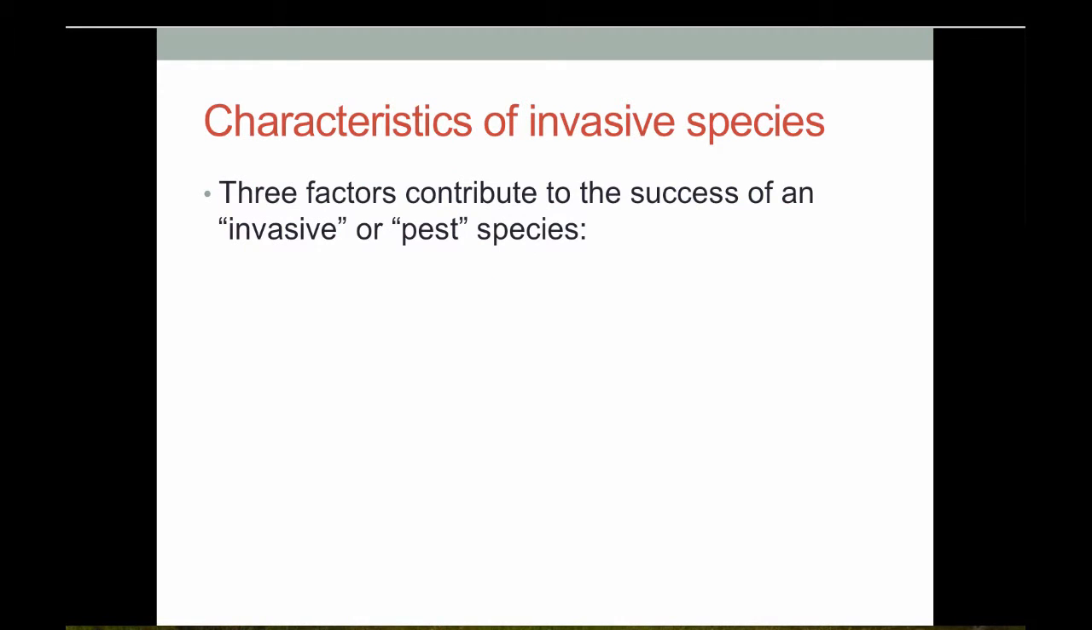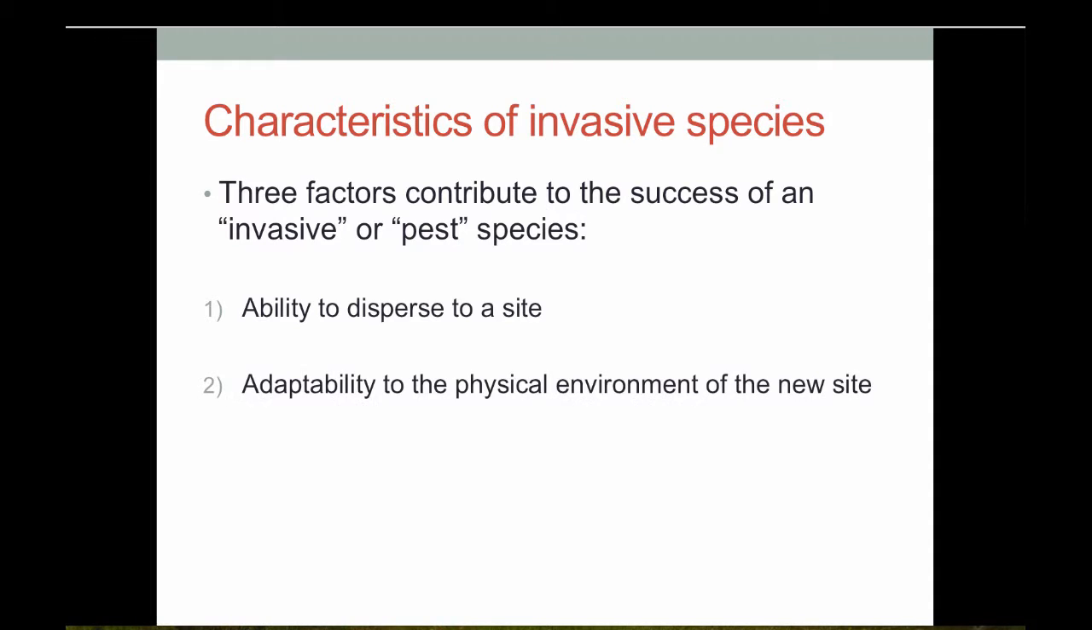So there are some characteristics of invasive species that we need to think about, and there are three factors that really contribute to the success of an invasive or pest species at a site that you may be trying to restore. The first is its ability to disperse to a site. So is it readily able to move into that site that you're trying to restore? Those that have the ability to rapidly and extensively disperse into a site may be ones that are of more primary concern.